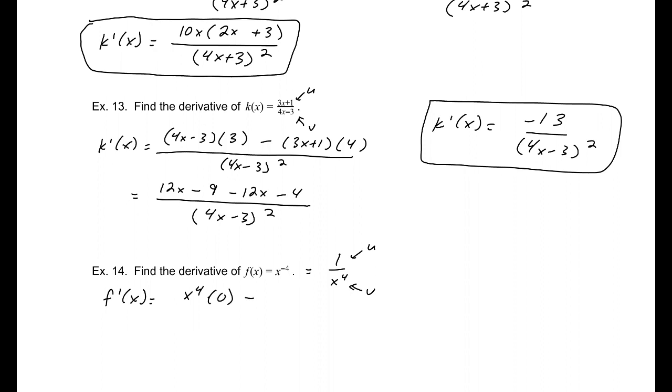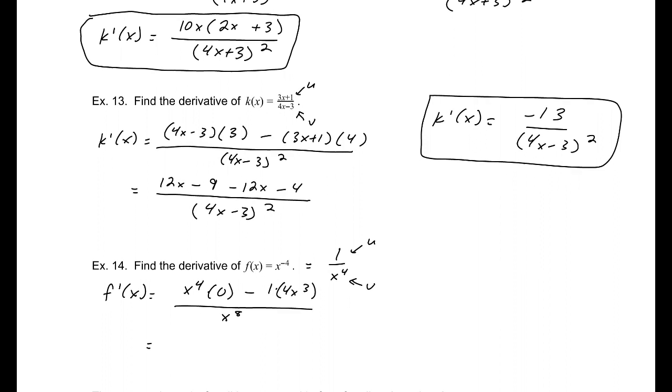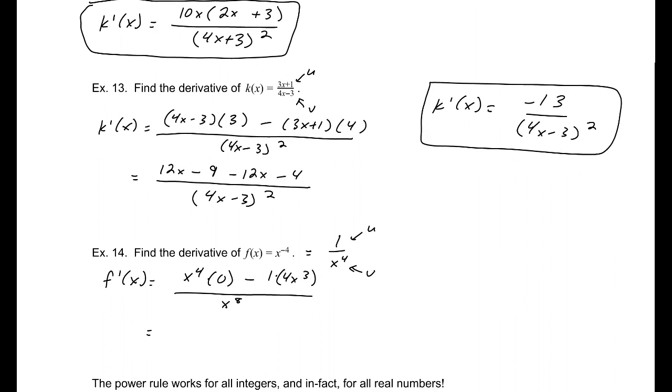Okay, minus high d low, so that would be 1 times 4x cubed over low, so that'd be x to the, if we square that, we get an x to the 8. All right, so this is going to be negative 4x cubed over x to the 8, or negative 4 over x to the 5th.